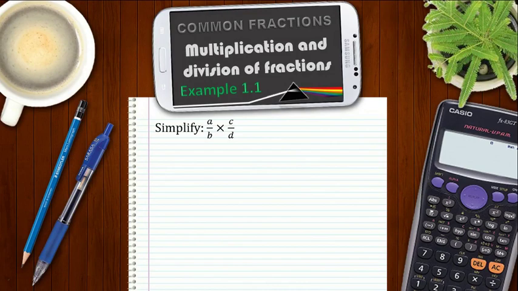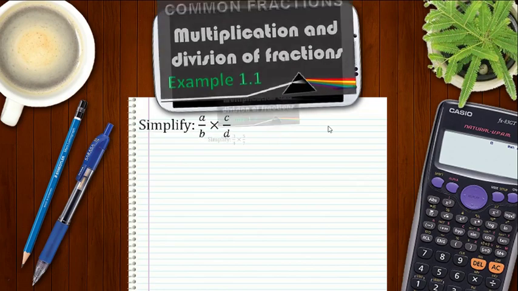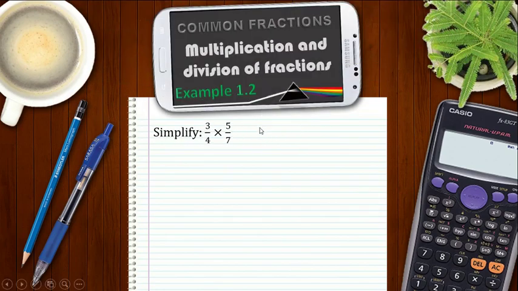Now for the first example, example 1.1 on multiplication and division of fractions, if we have multiplication of fractions, it's quite easy because all you have to do is multiply the numerators together and multiply the denominators together. That's if nothing can cancel out yet. So basically I'm just going to write A times C, which is AC, over B times D, which is BD, and then that is my final answer. So to look at that with values, here we have 3 times 5, so this is going to give me 15 over 4 times 7, which is 28.